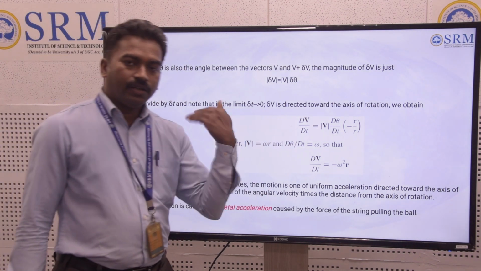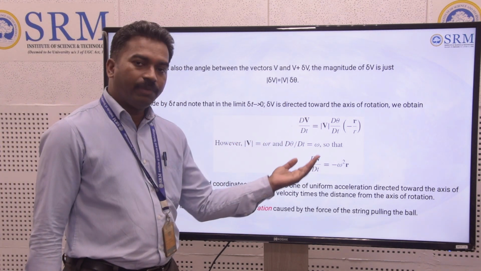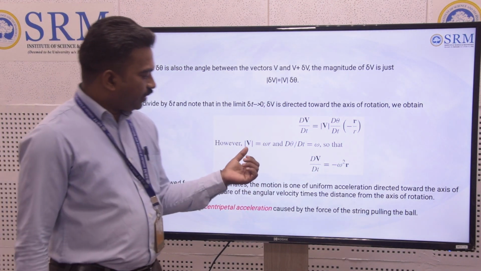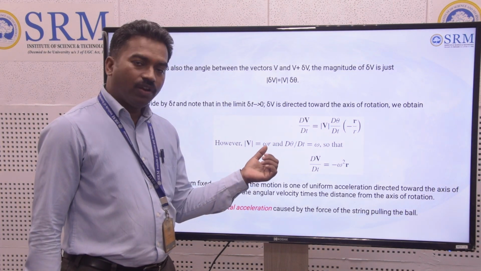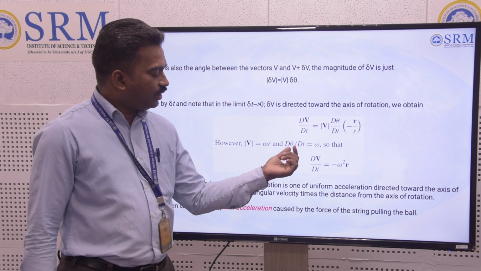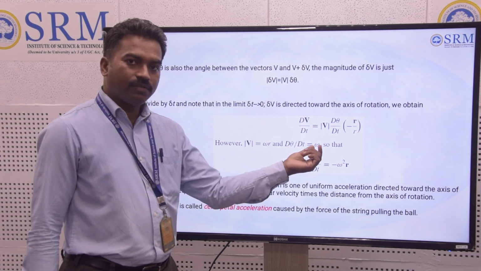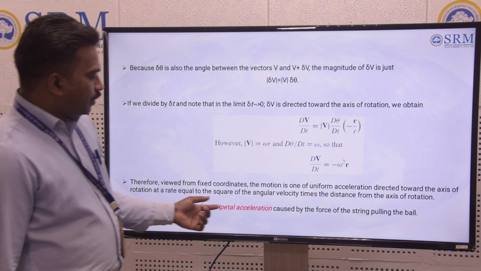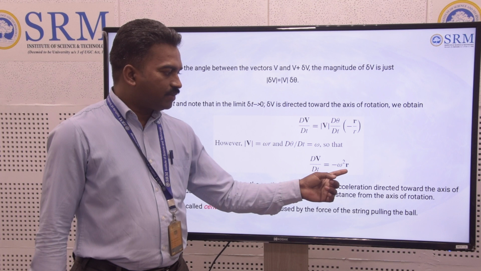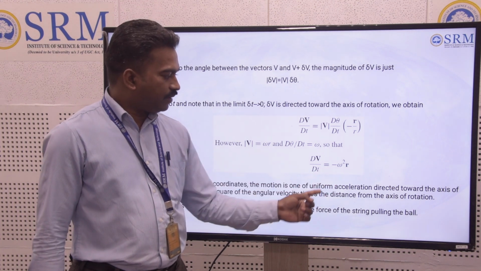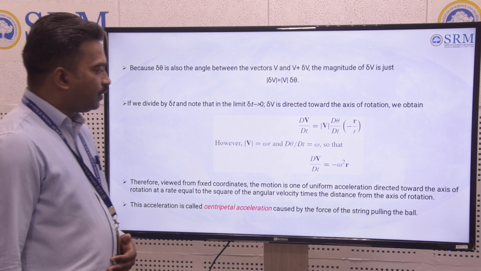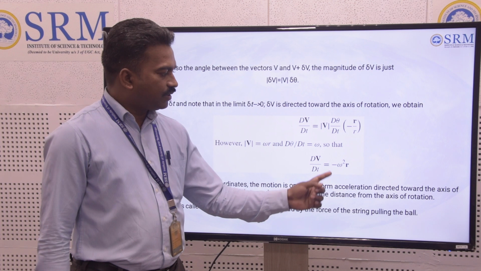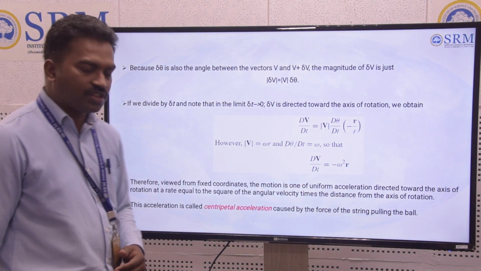Since it's an inward acting force, we consider dv by dt is equal to minus omega squared r. As we know, the velocity is given by the angular velocity times the radius, and d theta by dt is nothing but the angular velocity. So we can define the centripetal acceleration as the square of the angular velocity times the distance from the axis of rotation. I repeat, the centripetal acceleration is the square of the angular velocity times the distance from the axis of rotation.